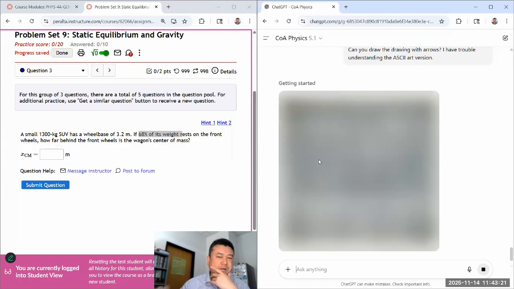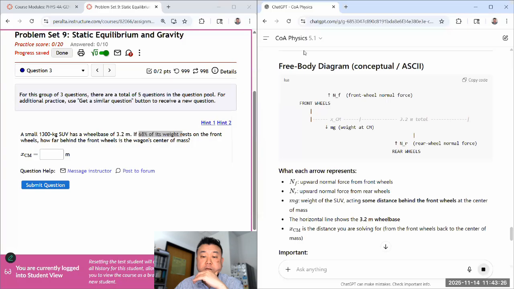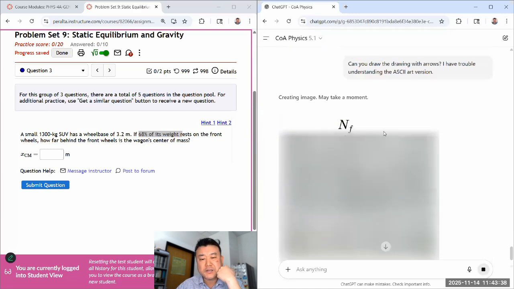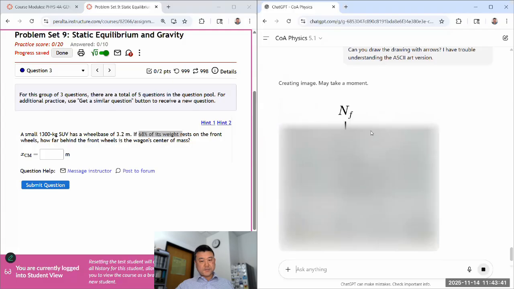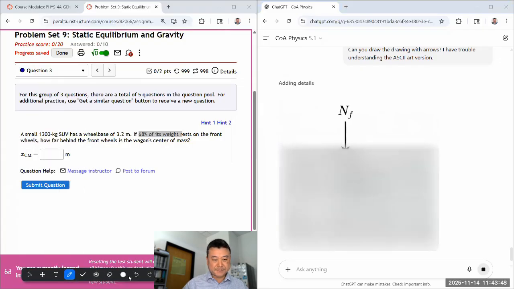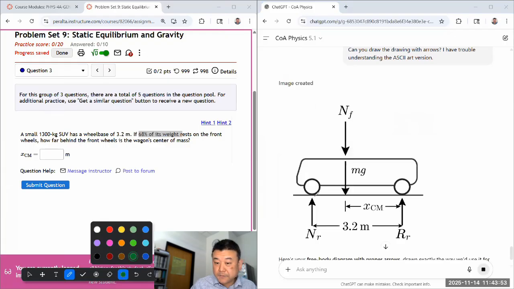I'm pretty sure this will end up looking incorrect. But I think in this ASCII version, front wheels, normal force, and center of mass should be here, and NR somewhere here. But with the ASCII version, I think there's a lot of ambiguity. I don't think this is going to be any more correct, but it's fine. Let's move on. So I can use the description it's given me. It's a lot better than before.